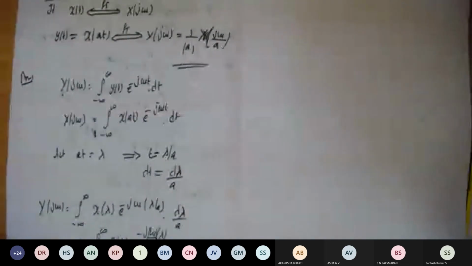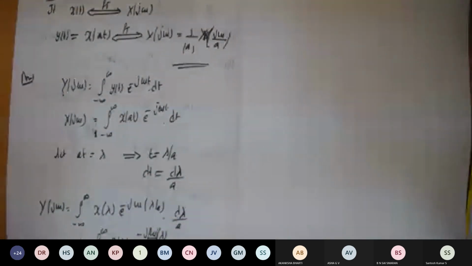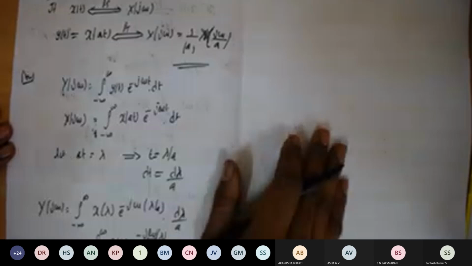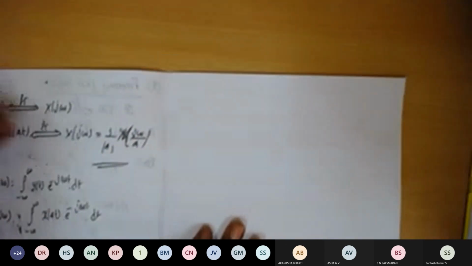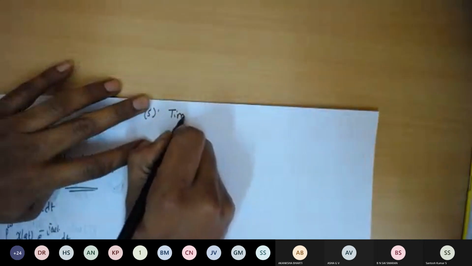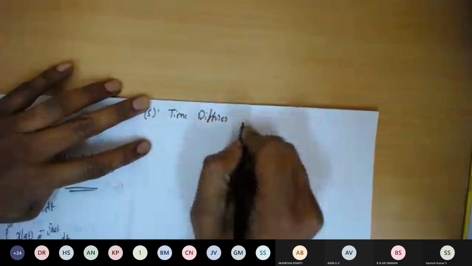Similarly, we have seen the Fourier transform and the discrete time Fourier transform also. Now we'll consider the time differentiation property. In the DTFT, we considered the differentiation in the frequency domain. Now we'll consider the differentiation in the time domain and prove that. That is the next property, property number 5, called the time differentiation property.